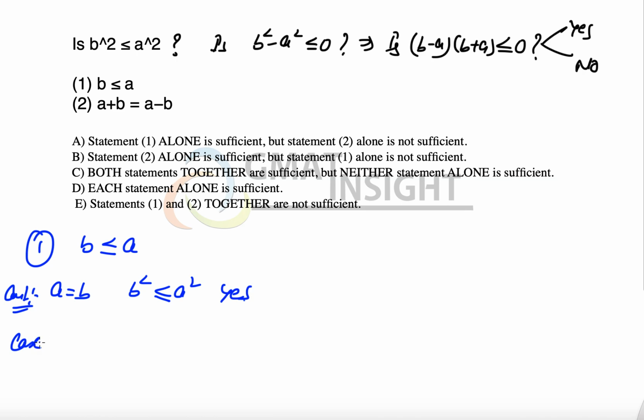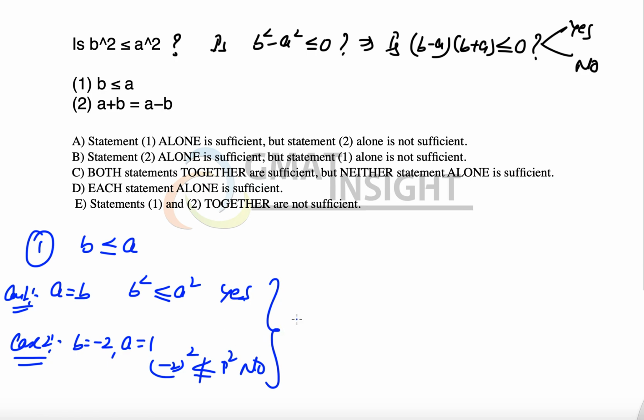Now, the next case, case 2, we take b equal to minus 2, while we can take a equal to 1. So minus 2 is less than 1, but if you square them, then minus 2 square is not less than or equal to 1 square. That means the answer to the question is no. Since we have this inconsistency visible, we say that the first statement is not sufficient to answer the question.